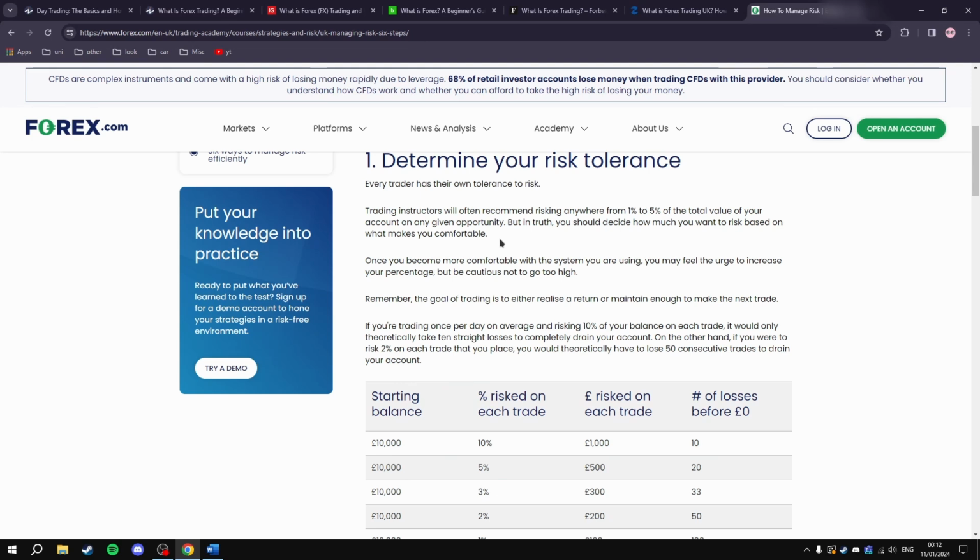Remember, the goal of trading is to either realize a return or maintain enough to make the next trade. If you're trading once per day on average and risking 10% of your balance on each trade, it would only theoretically take 10 straight losses to completely drain your account. On the other hand, if you were to risk 2% on each trade that you place, you would theoretically have to lose 50 consecutive trades to drain your account.